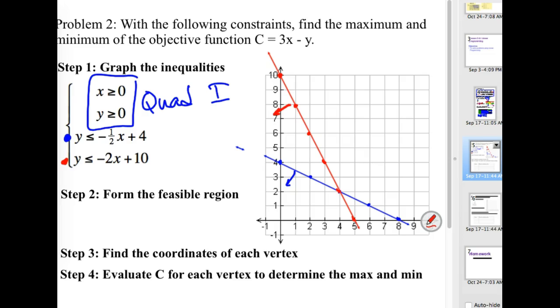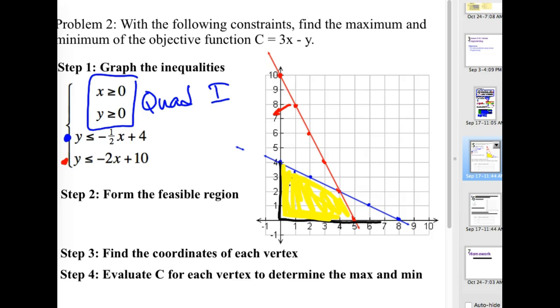So remember we said that we have to be in quadrant 1, right? So we have cutoffs here, yes? And then we have to be under the blue and under the red. So does it make sense that this section here is my feasible region? Is that what you're getting on yours? Yes? All right. So what's our next step once we've figured out that area?